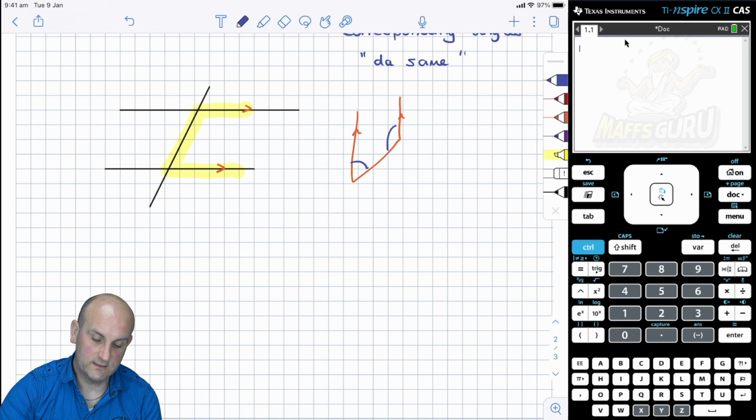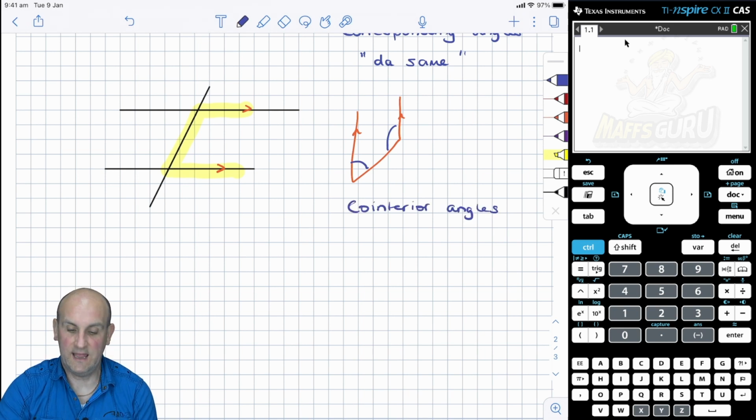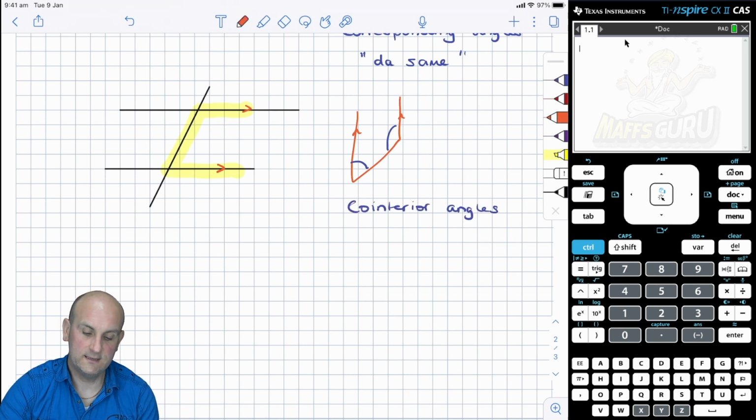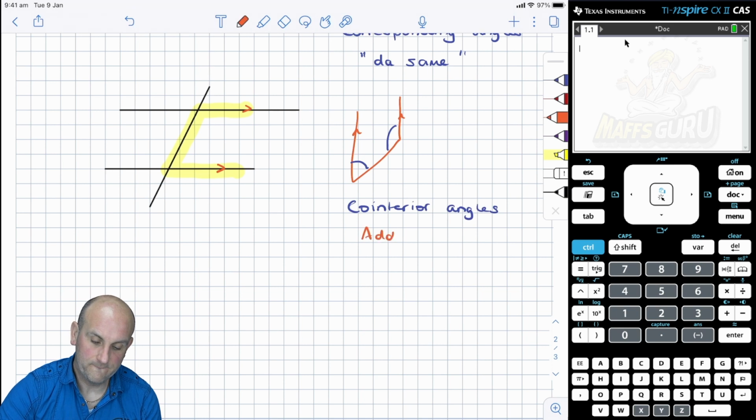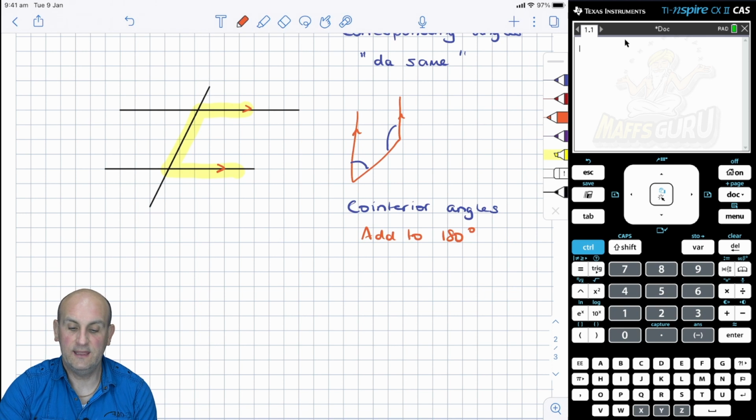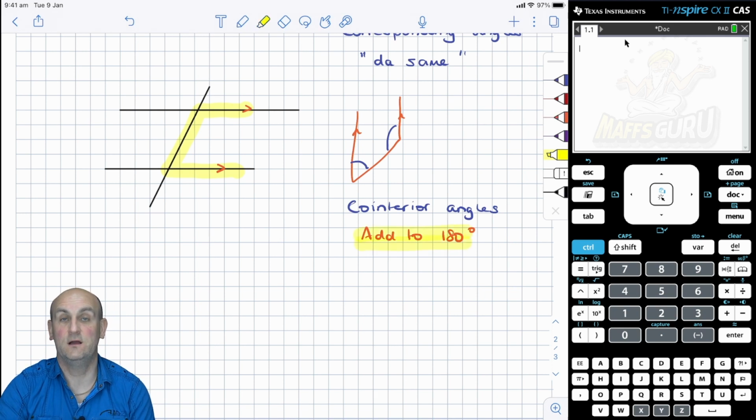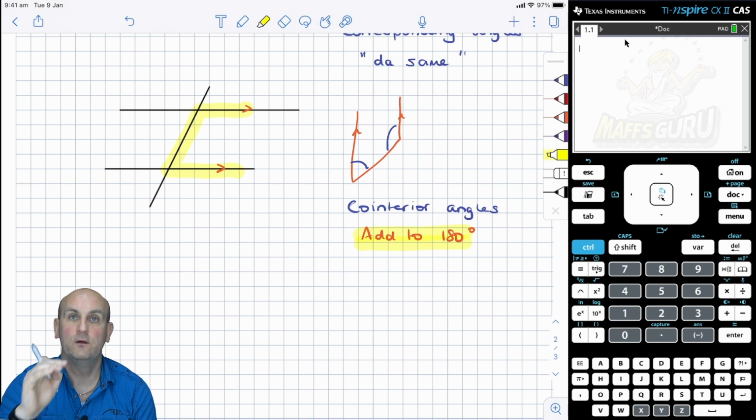So first things first, these are called cointerior angles. And what we know is they add to 180 degrees. That one there is really important. It is used so many times in maths. It adds to 180 degrees. All the others, they're the same. The angles are the same. But this one, when it's a U, they add to 180 degrees.